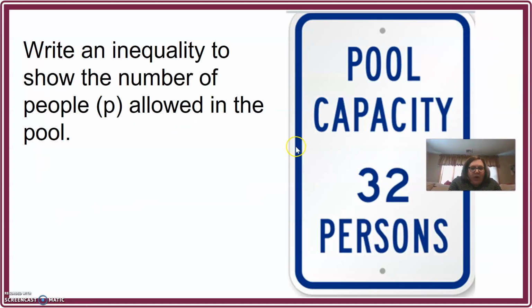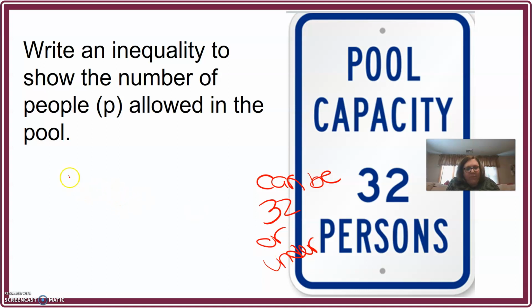All right, write an inequality to show the people allowed in the pool. So pool capacity is 32 people. That means that capacity means how many is allowed. So that means that there can be 32 or under. 32 people can go in the pool, but person 33, they're going to say no.